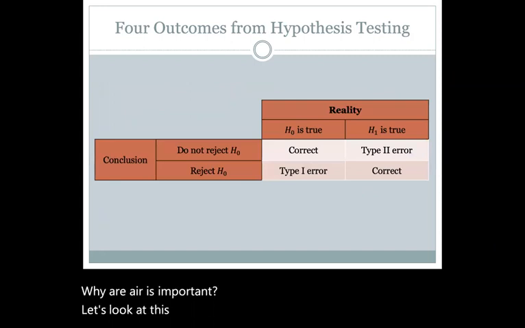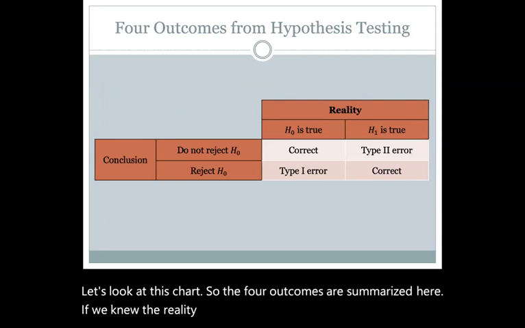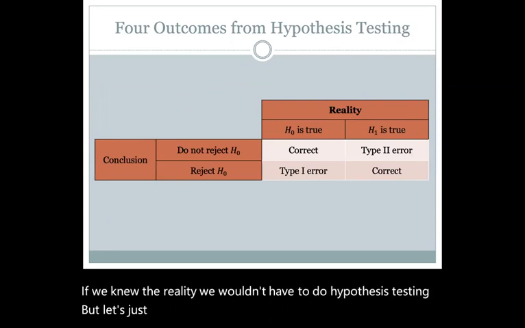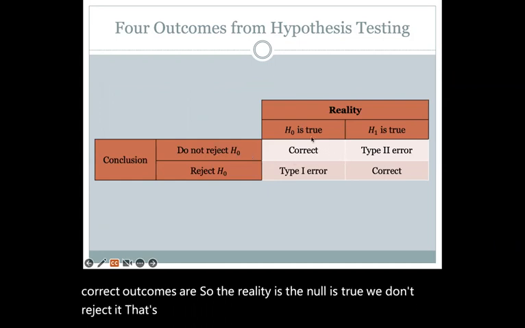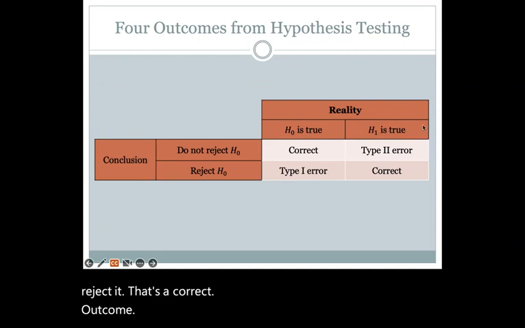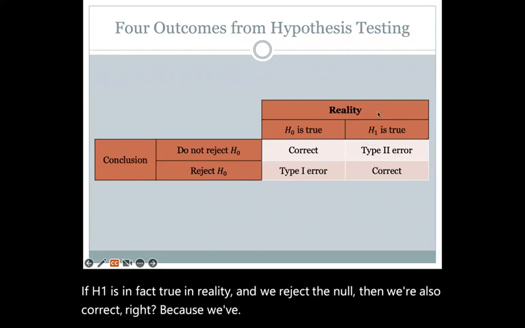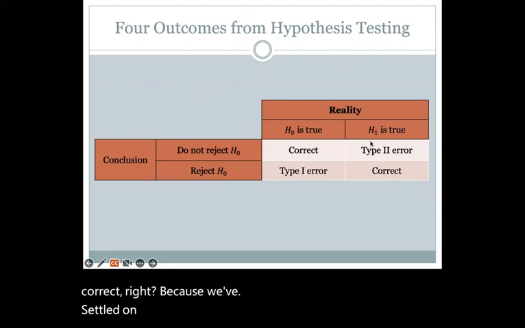So the 4 outcomes are summarized here. If we knew the reality, we wouldn't have to do hypothesis testing, but let's just suppose that we know the reality to see what the correct outcomes are. So the reality is the null is true. We don't reject it. That's a correct outcome. If H1 is in fact true in reality and we reject the null, then we're also correct, right? Because we've settled on the alternative.